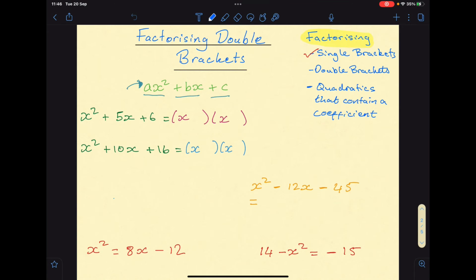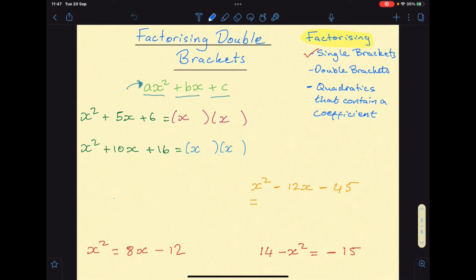Hello, so today's lesson will be on factorizing into double brackets. Now, when you have a quadratic in this form, something x squared plus something x plus c, you can factorize into double brackets. Today's lesson, we're going to deal with the ones where the coefficient of x squared is 1. So you see in all these examples, the number before x squared is 1.